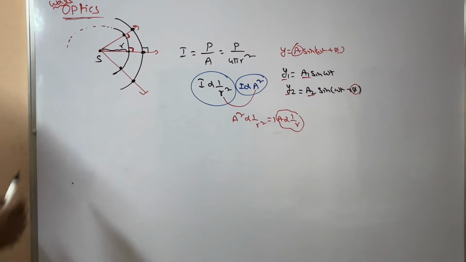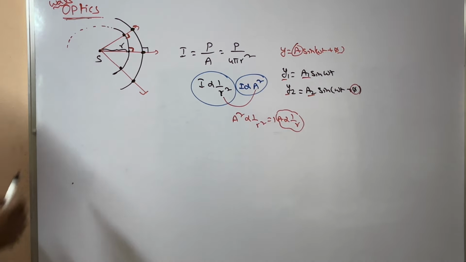Next, if you take the source like this, we call it a linear source. From this also you will get light rays like this. Now what is the nature of the wavefront? For a linear or line source, the wavefront is going to be cylindrical. Now how is the intensity going to vary? The intensity formula is the same, as we discussed in EM waves also.